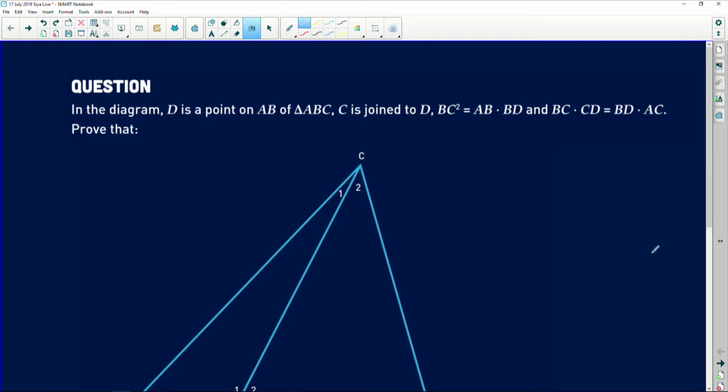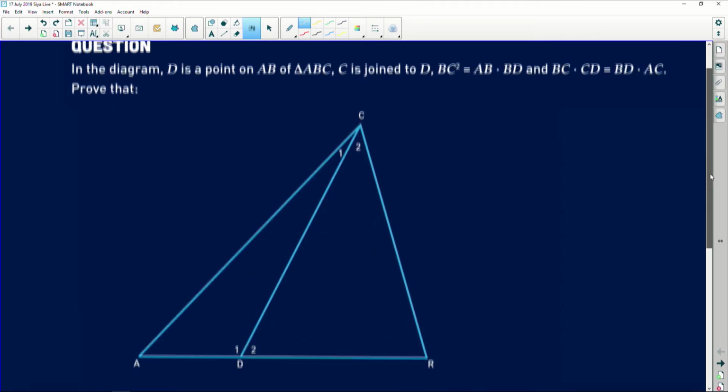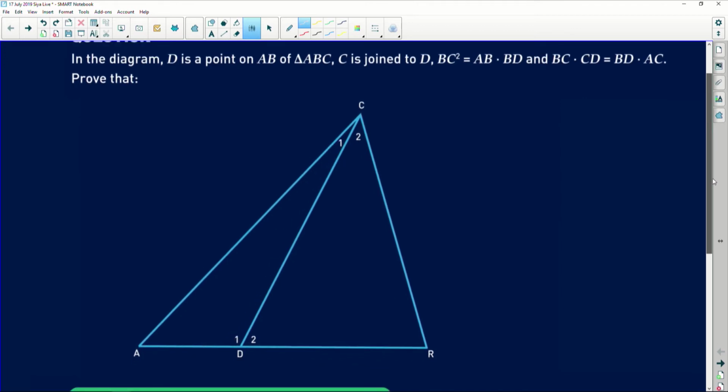It says, in the diagram, D is a point on AB of triangle ABC, and C is joined to D. BC squared is equal to AB multiplied by BD, and BC times CD is equal to BD times AC. And then I want you to prove something there.